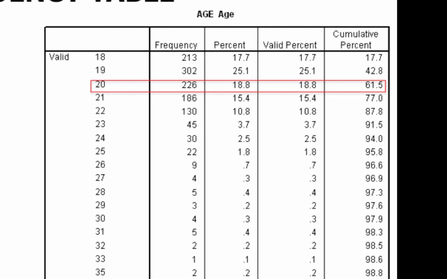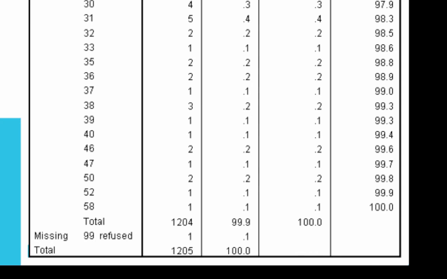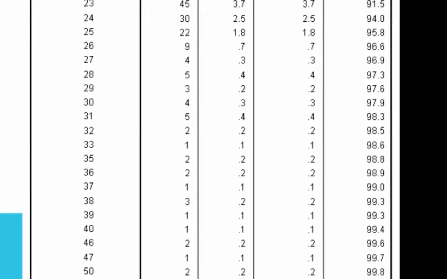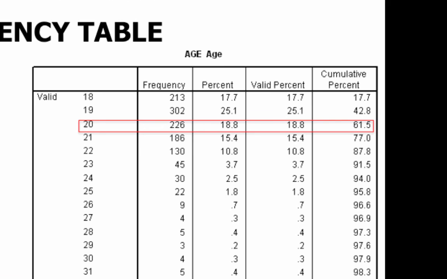So 61.5% of this sample of 1,204 people are aged 20 years or younger. The reason that 20 years old is Q2, our median, is because the 50th percentile falls within the 61.5. 19 and 18-year-olds only make up 42.8%. So we haven't crossed that threshold of 50% yet with our 19-year-olds. So when we have our 20-year-olds, we get 226 more people. We get 18.8% more people to add to that 42.8% of 18 and 19-year-olds. So 20-year-olds make up the median.